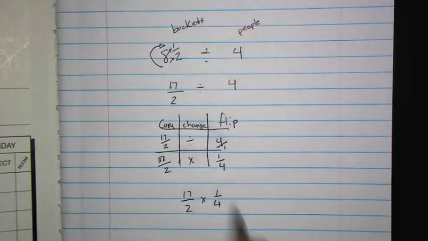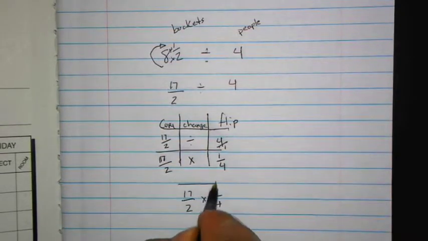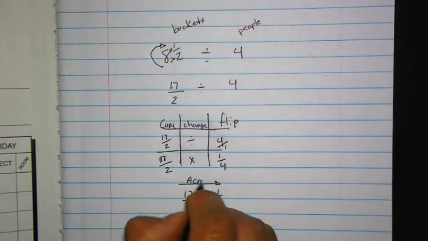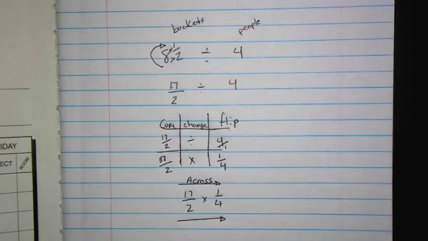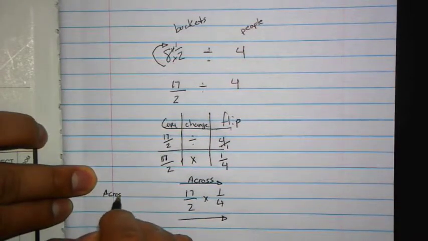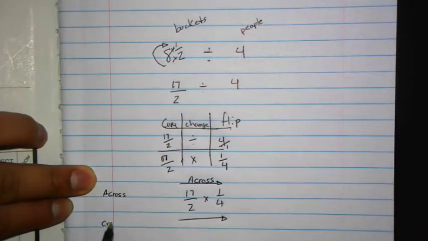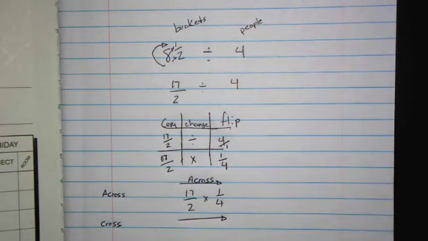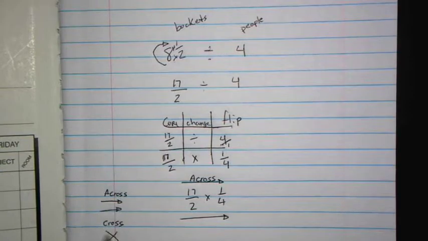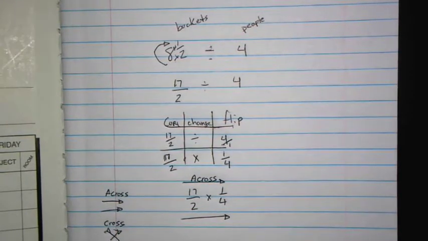Okay? And if you remember correctly, I showed you guys to multiply fractions straight across. Now I want to go ahead and write in the word across so that you don't cross multiply. Remember, across and cross are two very different things. This one means this. This one means this. Okay? When you're cross multiplying.